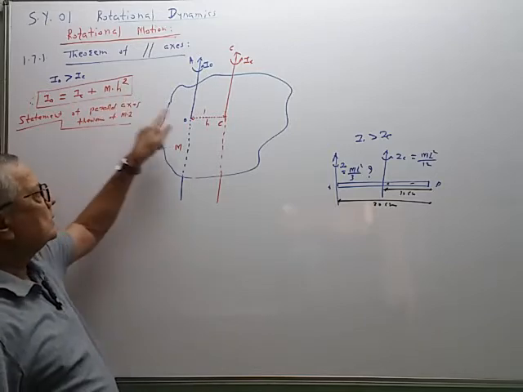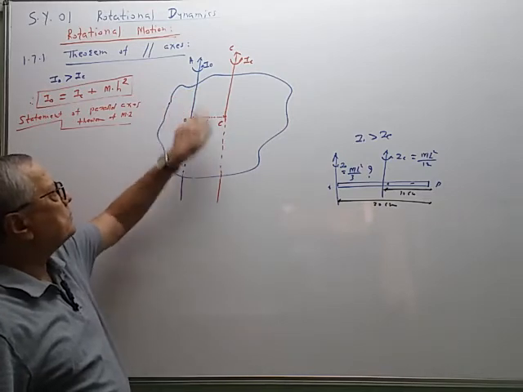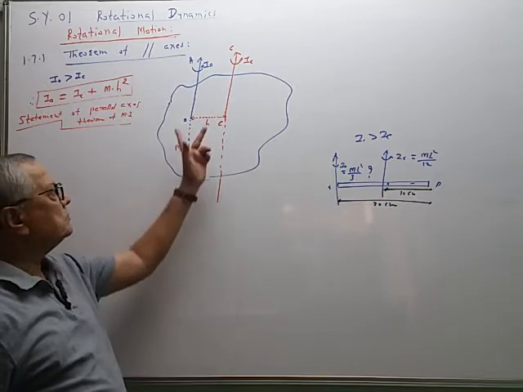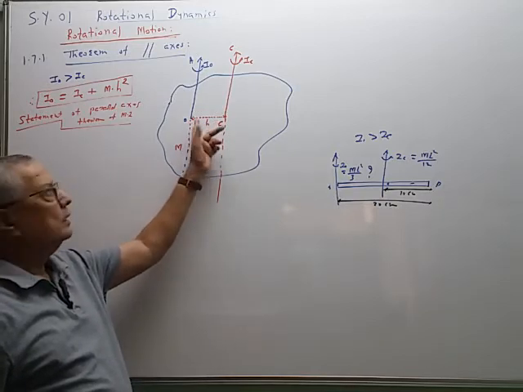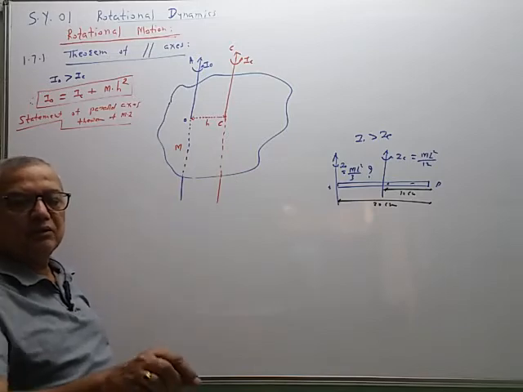h means the perpendicular distance between the two parallel axes, like this. This is the minimum distance between the two parallel axes. The distance should not be measured diagonally like this. Minimum distance means perpendicular distance.